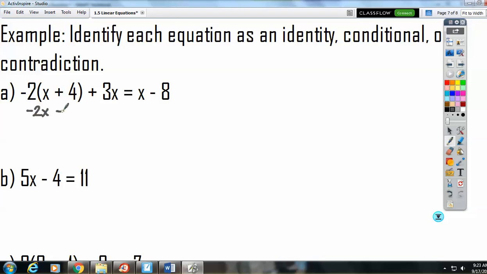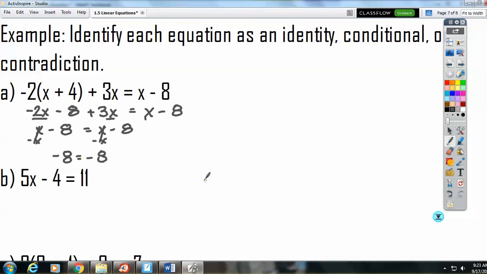Distribute. So we get negative 2x minus 8 plus 3x equals x minus 8. Then what? I like negative 2x and positive 3x is just a 1x, minus 8 equals x minus 8. What happens now? What should I do? If you subtract your x, you're just left with negative 8 equals negative 8.